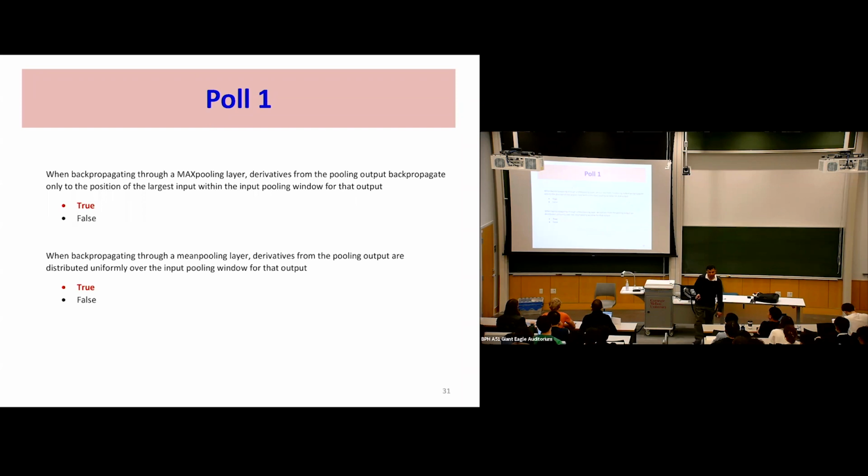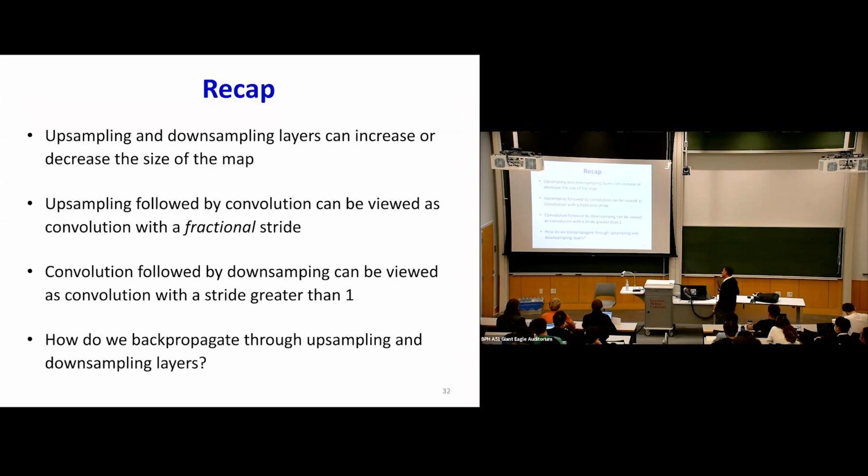Fine. Now, we also saw something about resampling layers. Upsampling and downsampling layers can increase or decrease the size of the map. Upsampling followed by convolution can be viewed as convolution with a fractional stride. Convolution followed by downsampling can be viewed as convolution with a stride greater than 1. The fractional stride, like 0.33, would give you an upsampling of 3. Exactly. That's what they call it.